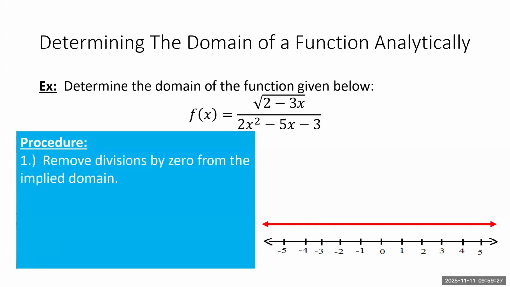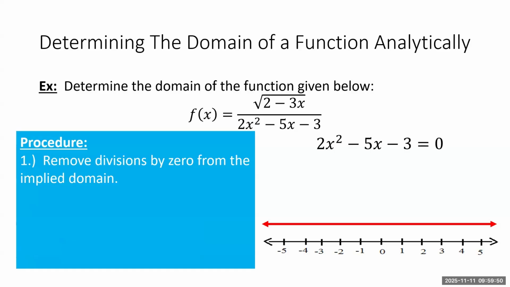All right, now we're going to determine the domain of the function given below. This is our second example. Our function is f of x, which is the square root of 2 minus 3x divided by 2x squared minus 5x minus 3. Again, my procedure, the first thing I'm going to do is remove divisions by 0 from the implied domain. This is the first step of the procedure.